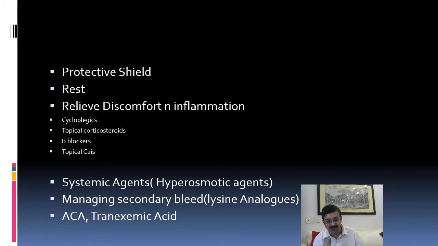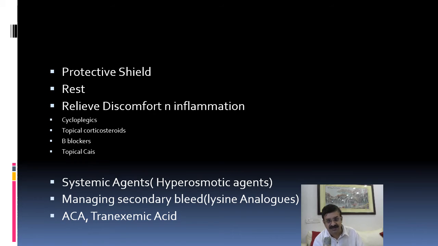Now, how do you treat? A protective shield has to be given to that eye, so the person doesn't rub his eye and induce more bleeding into the anterior chamber. The patient has to be rested. Bed rest is necessary for hyphema to settle down, but the head end of the bed has to be elevated. Maybe a couple of pillows will do, and the person is allowed to get up for his ablutions. He can go to the toilet, but that is all. The rest of the day he has to be bed bound, and strict bed rest is ordered. Now, relieve the discomfort of inflammation. So cycloplegics have to be given.